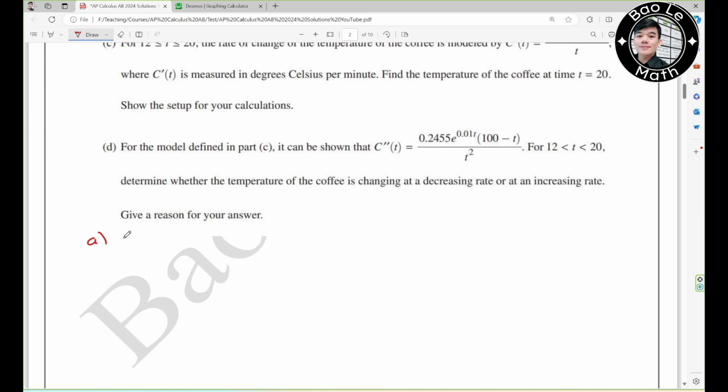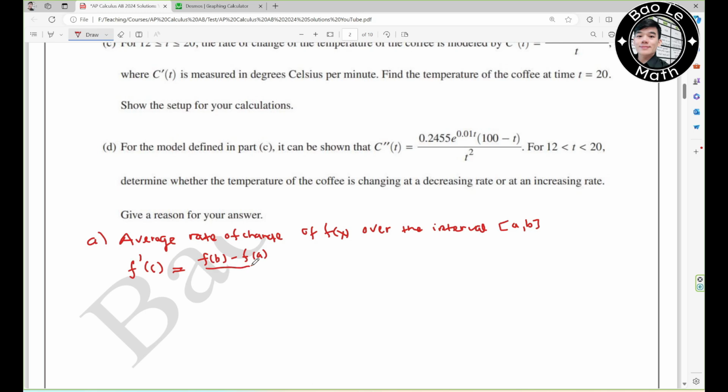A. The average rate of change of f of x over the interval [a, b] is given by the formula f prime of c equals f of b minus f of a over b minus a, where c is in the interval (a, b). Alright, so now we have the interval [3, 7], right?